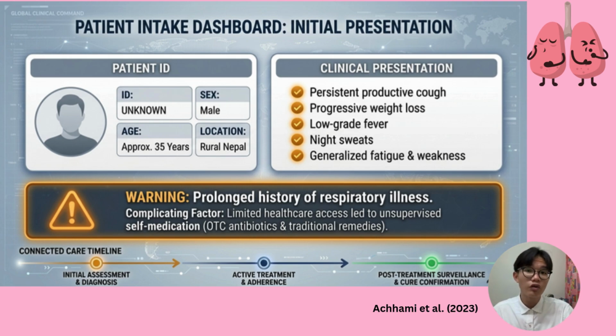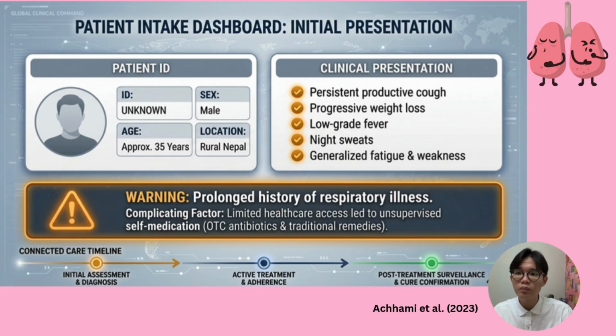This case involved a 35-year-old man from a rural area in Nepal. Initially, the patient only experienced a mild cough. However, due to limited healthcare access and lack of awareness, he delayed seeking professional treatment. Instead, he practiced self-medication using over-the-counter antibiotics and traditional remedies. Over time, his condition became progressively worse.